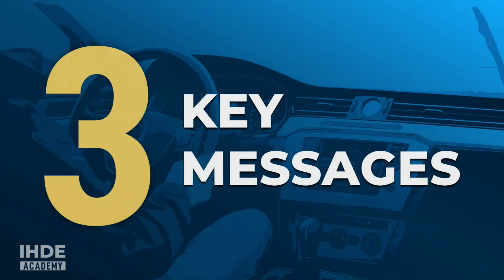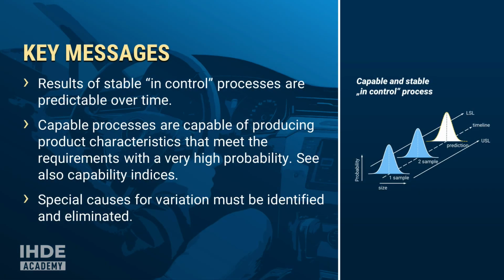Well, that was a lot of new information. Therefore, I would like to conclude by repeating the 3 most important key messages. Results of stable or in-control processes are predictable over time. Capable processes are capable of producing product characteristics that meet the requirements with a very high probability. See also capability indices. Special causes for variation must be identified and eliminated.